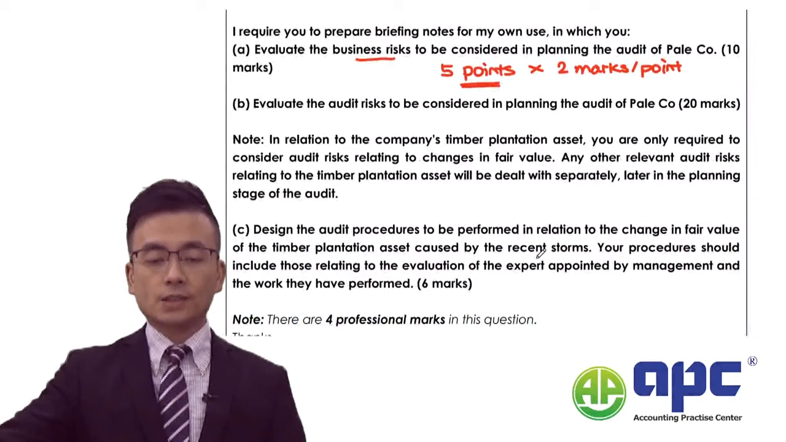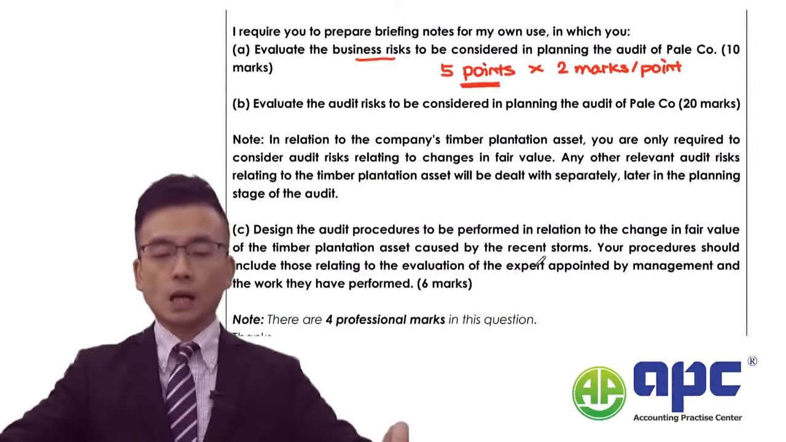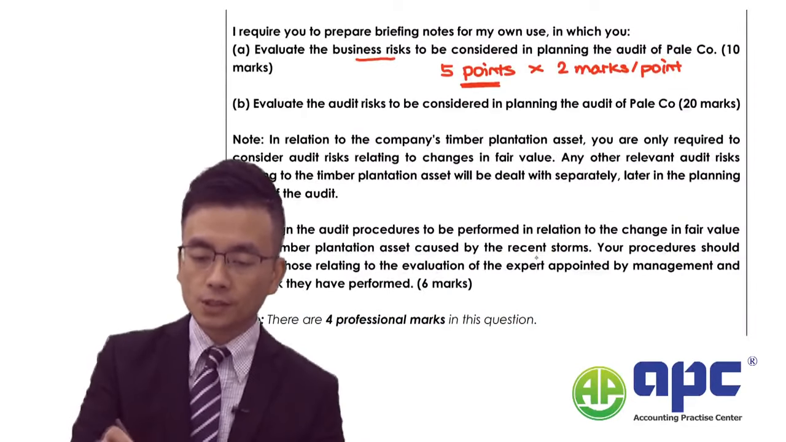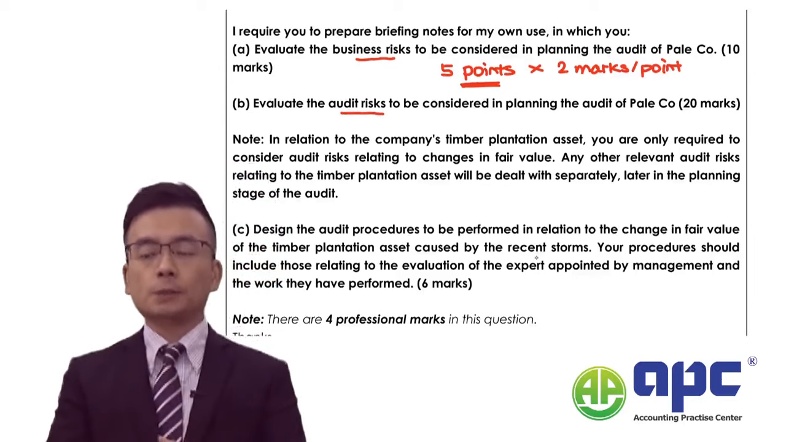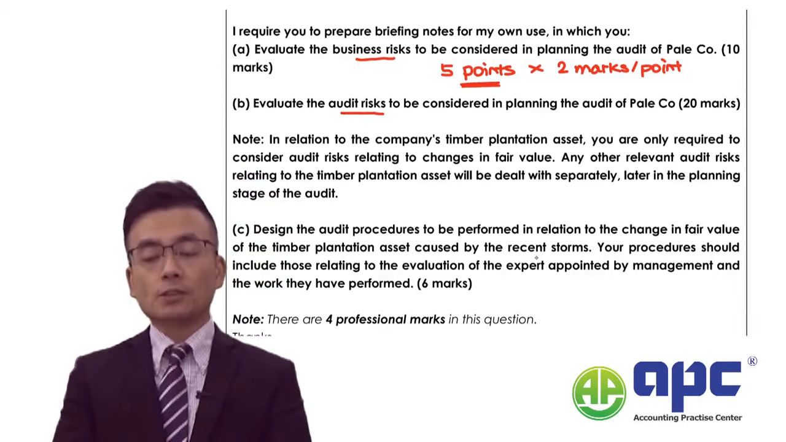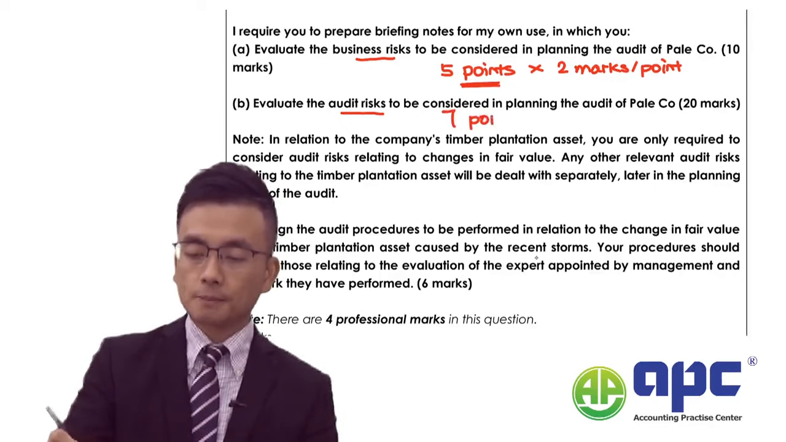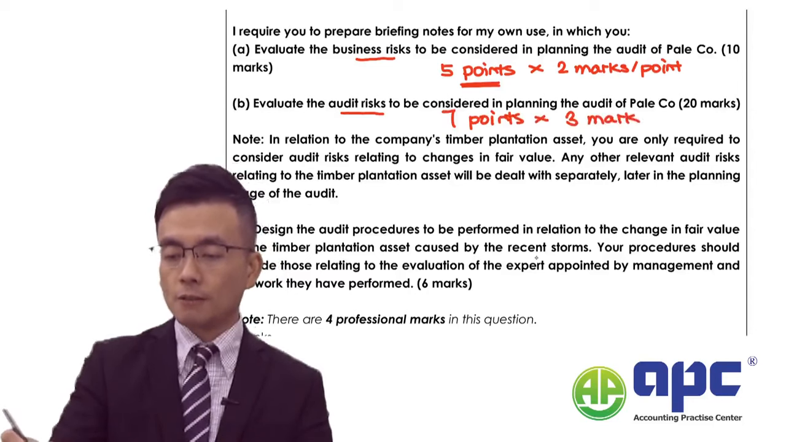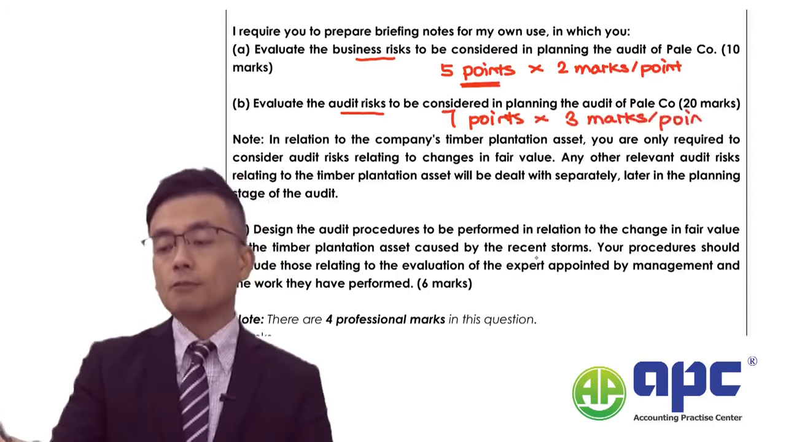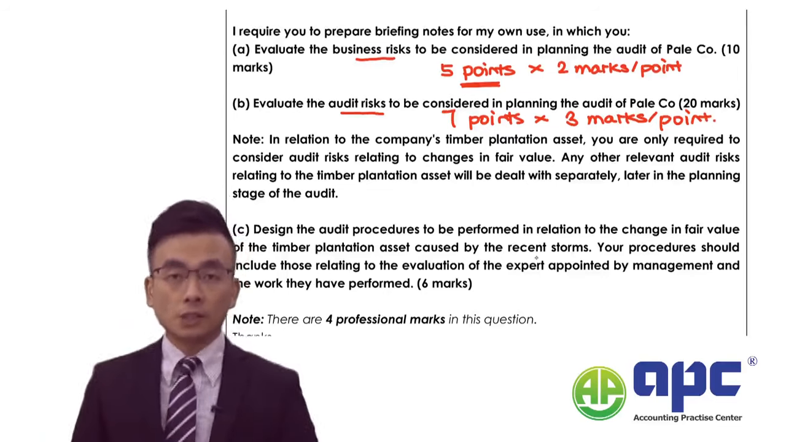And after that, let's see part B. Evaluate the audit risk for planning of the Pelco. 20 marks here. How many points are you expected to write? Well, if I were you, I would focus on possibly 7 audit risks, because I would deem that each would be worth 3 marks. And therefore, for each point you're going to write, I will follow a very well-designed approach.